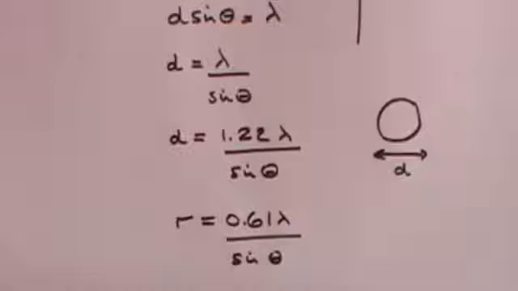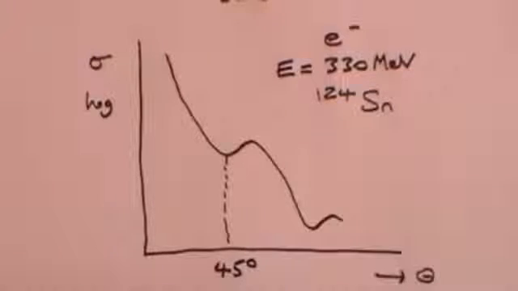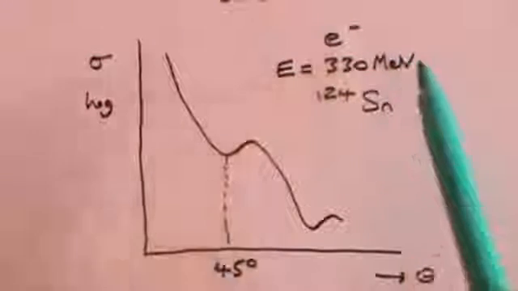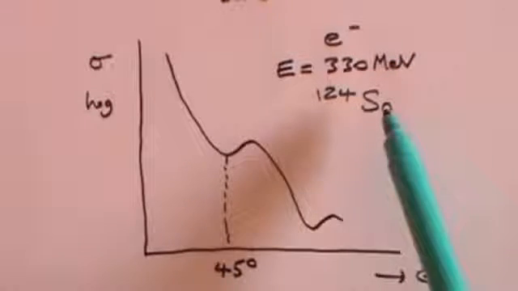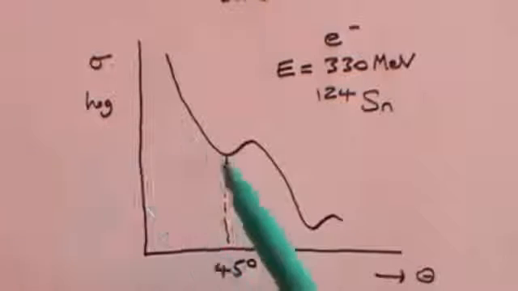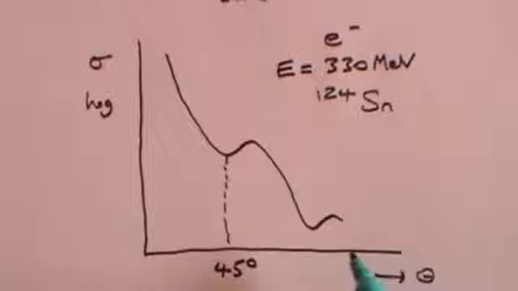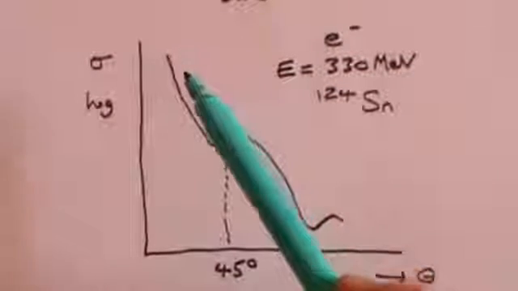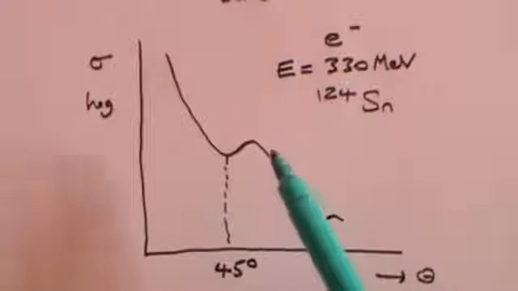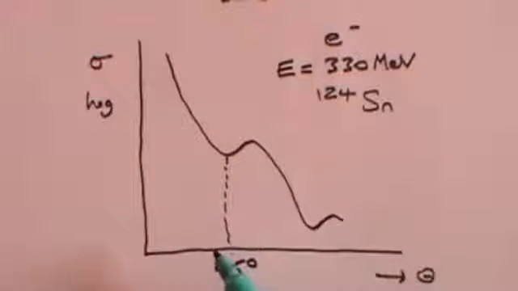Okay, so that's the geometry. Now let's look at some results. I've drawn out very roughly the results of electron scattering, where the electrons have an energy of 330 MeV, off of a target which is tin, 124 tin, and you're measuring the cross-section and plotting it on a log scale against the angle of scattering. And you get a shape that looks like this. And you'll notice that the first minima occurs at 45 degrees.